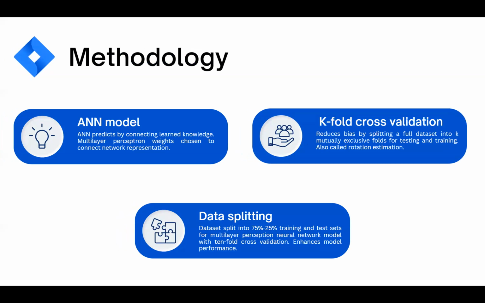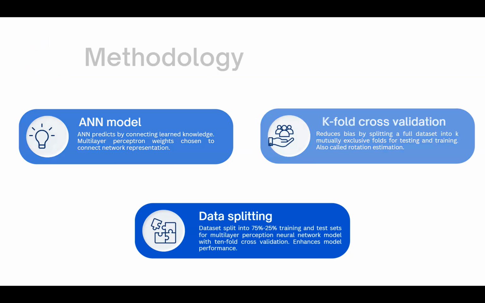For the methodology, we have used an artificial neural network model. Through cognitive learning, an artificial neural network model can predict new sensations by forming neural connections from prior connections. And then we have used k-fold cross-validation. K-fold cross-validation minimizes bias caused by random sampling. To enhance the multi-layer perceptron neural network model performance and prediction, we use 10-fold cross-validation. For data splitting, we have randomly split the data 75 to 25%, with the training set comprising 75% of the data patterns and the test set comprising 25% of the data patterns.